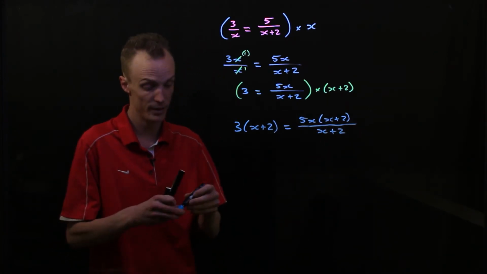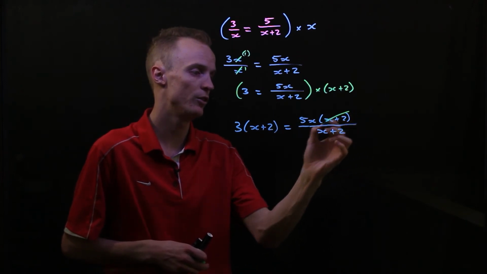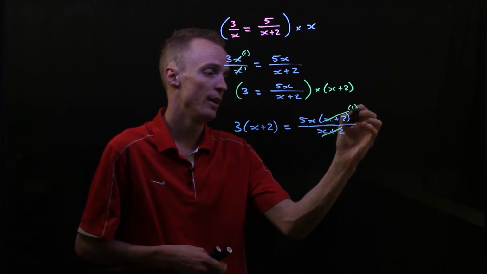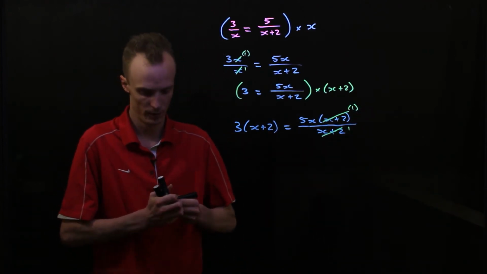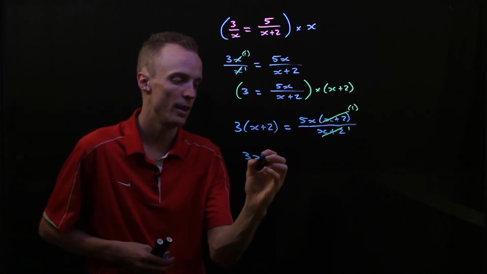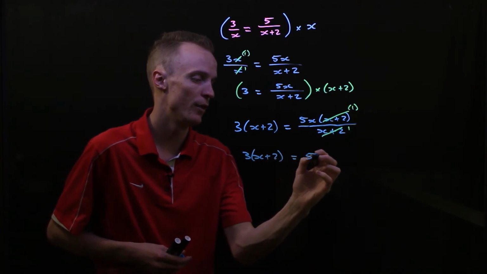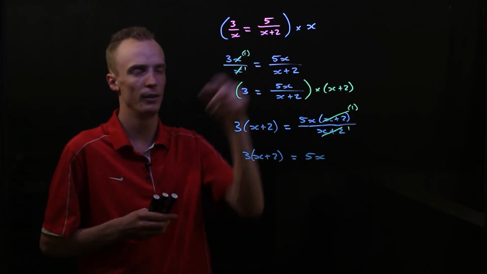So what this enables us to do is cancel this x plus 2 out with each other, because x plus 2 divided by x plus 2 will just be equal to 1, and 5x times 1 will be just 5x. So let's rewrite that now. We have 3 times x plus 2 is equal to 5x. And from here, we've successfully gotten rid of the fraction.